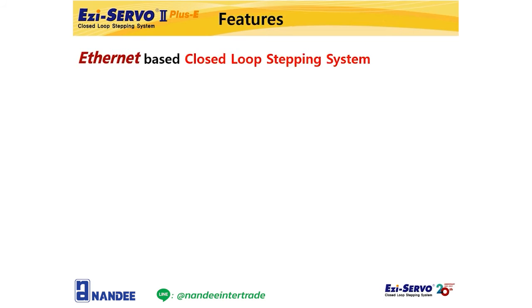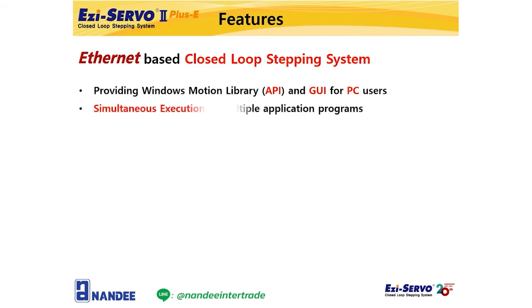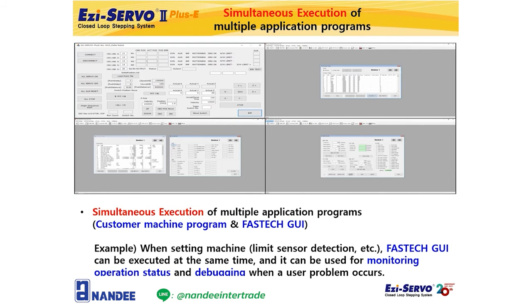Next, I'd like to introduce features of Easy Servo 2 plus E. Easy Servo 2 plus E is an Ethernet-based closed-loop stepping system product. As explained before, Windows-based API and GUI are provided for PC users. You can run multiple applications at the same time. With this, it is possible to monitor parameter values, I/O status, position values, speed values, etc. using our GUI program even when the customer's machine program is running.